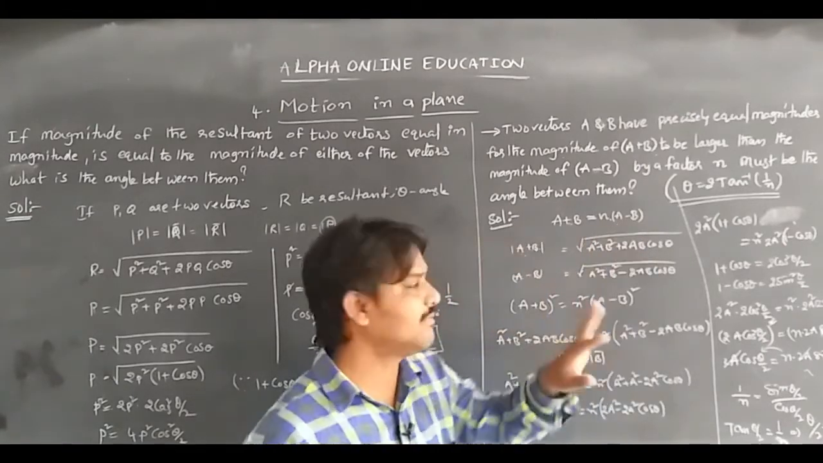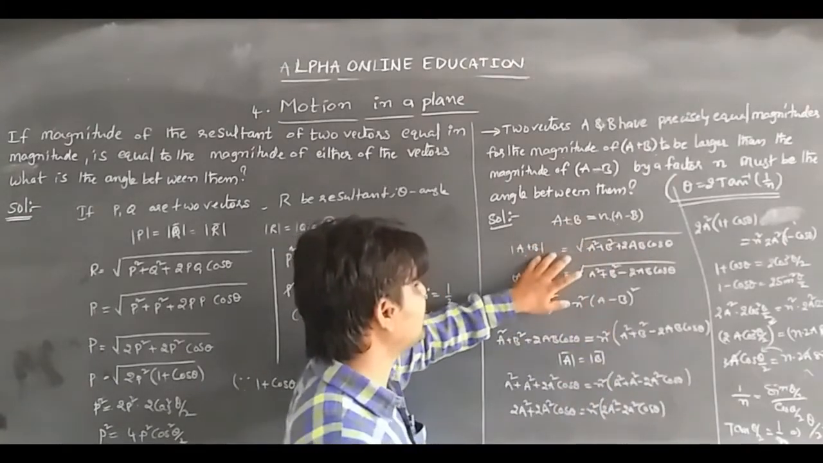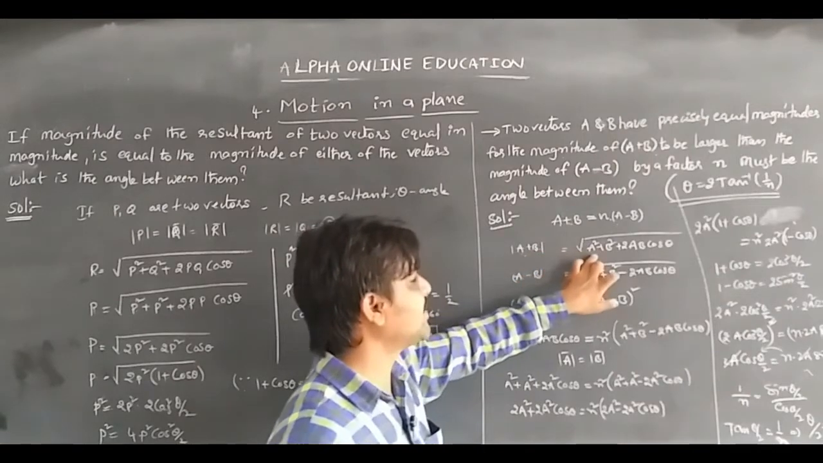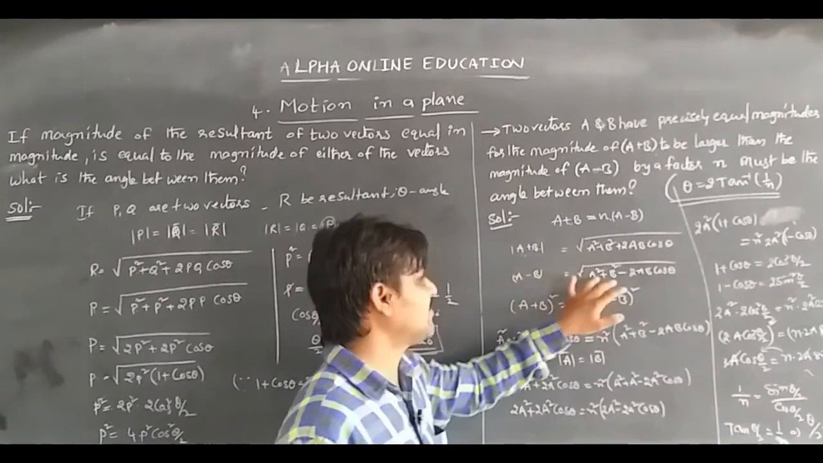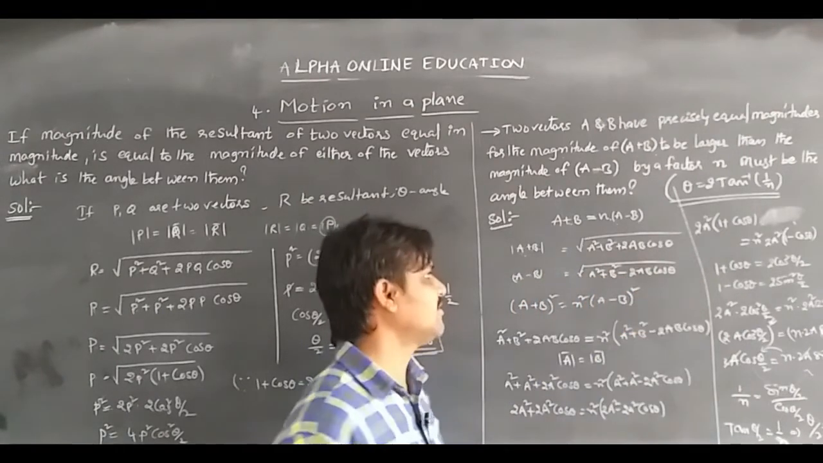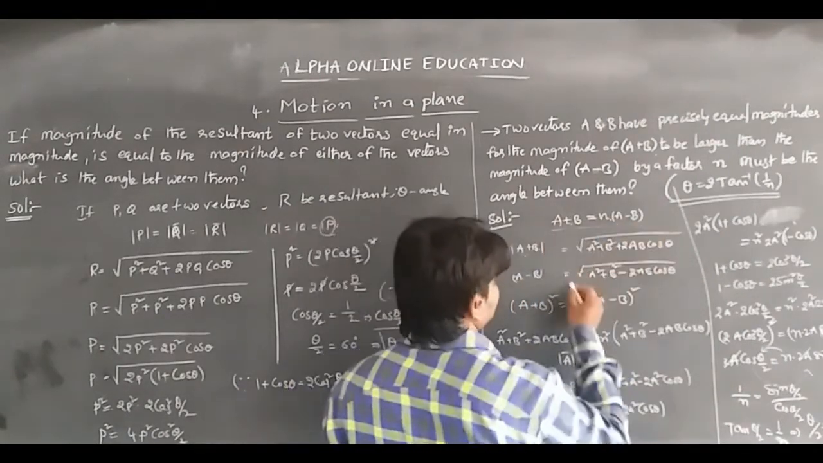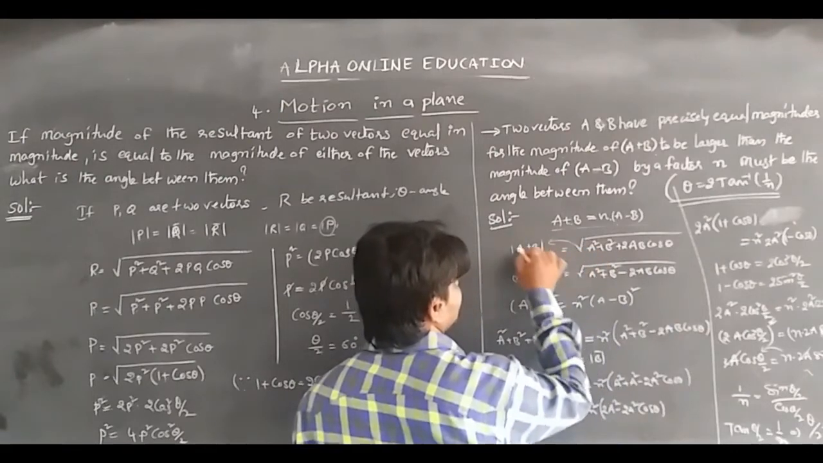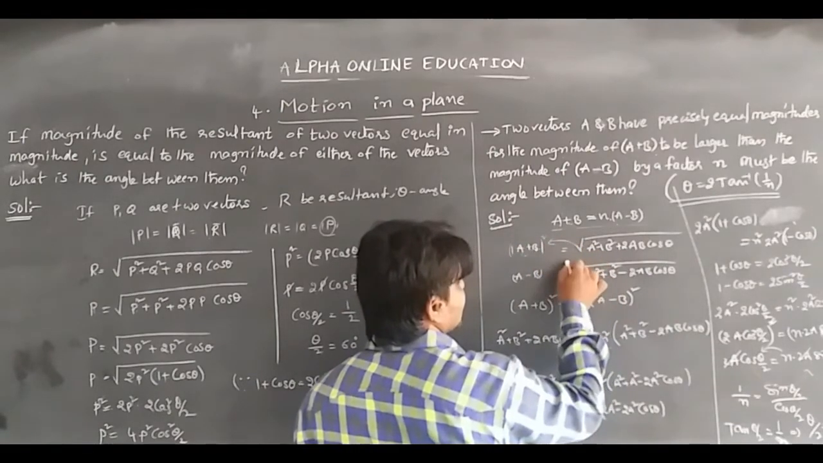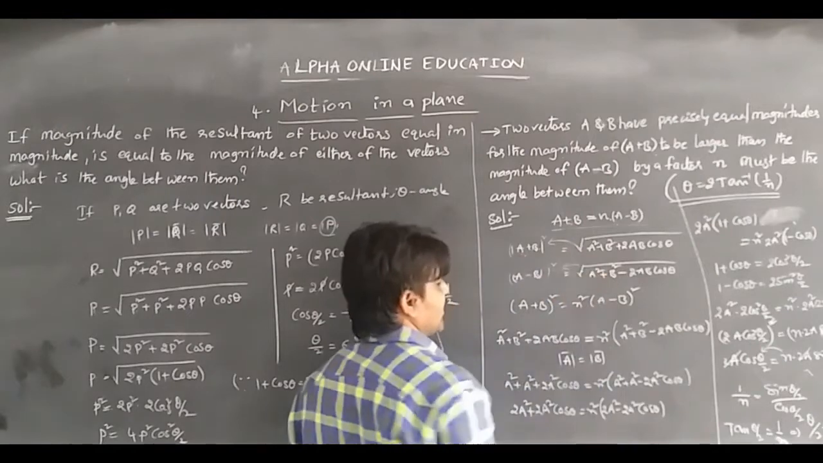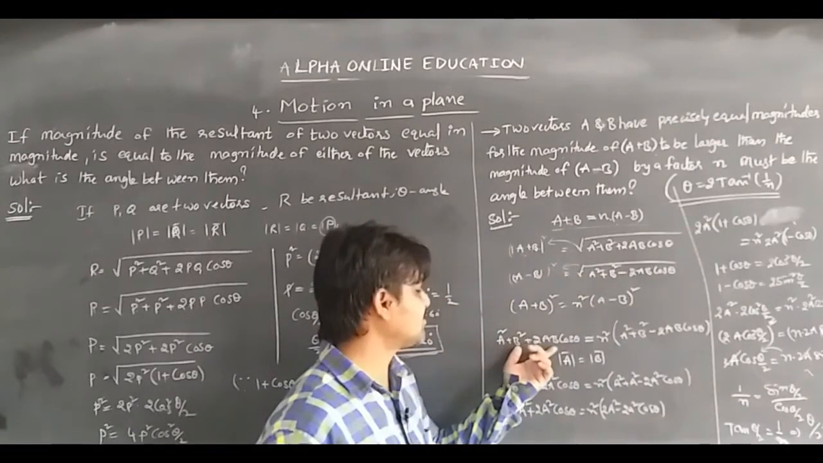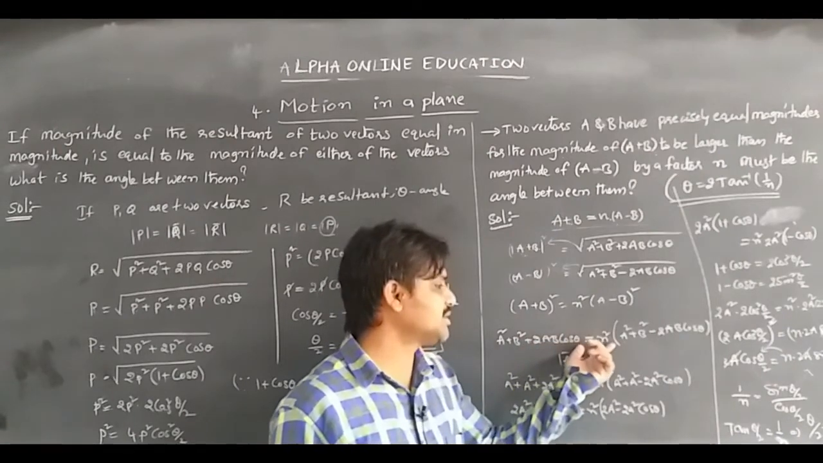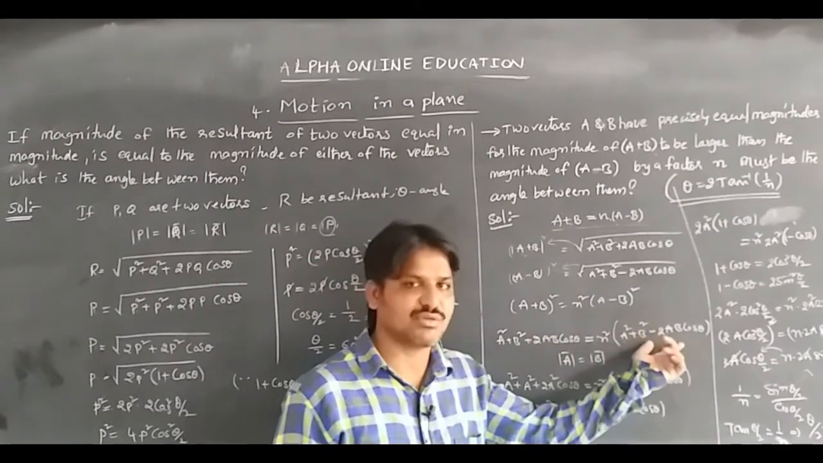The magnitude of a plus b we can calculate as root of a square plus b square plus 2ab cos theta, and a minus b will be root of a square plus b square minus 2ab cos theta. Multiplying n on the right side and squaring both sides, we get a square plus b square plus 2ab cos theta equal to n square times (a square plus b square minus 2ab cos theta).